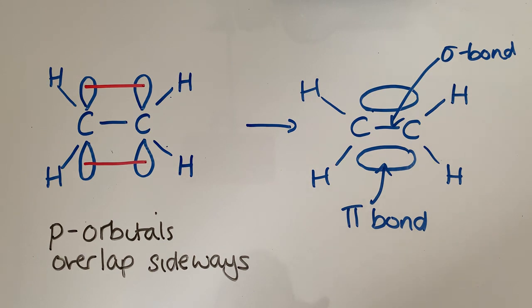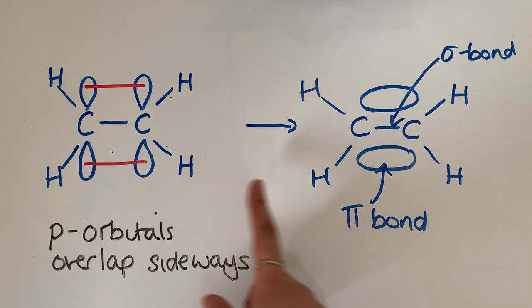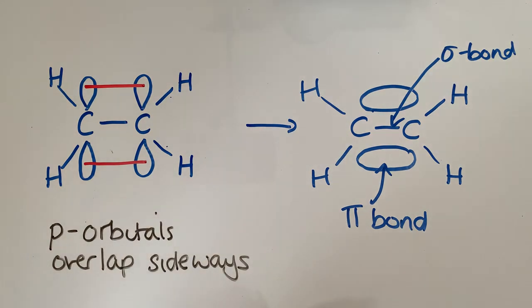In an exam, if you wanted to draw that, you could draw out this diagram here where you've got the p orbitals overlapping sideways from the overlap over here. So these red lines over here are showing the overlap of the p orbitals sideways, and this over here is showing the pi bond being formed. That's what we call the double bond forming. A double bond is actually a sigma bond and a pi bond, and a pi bond is found above and below the plane of the atoms.